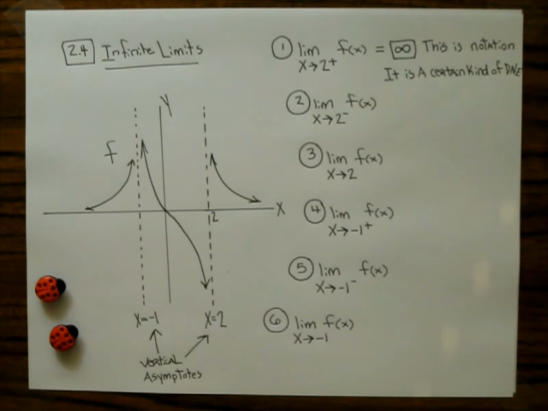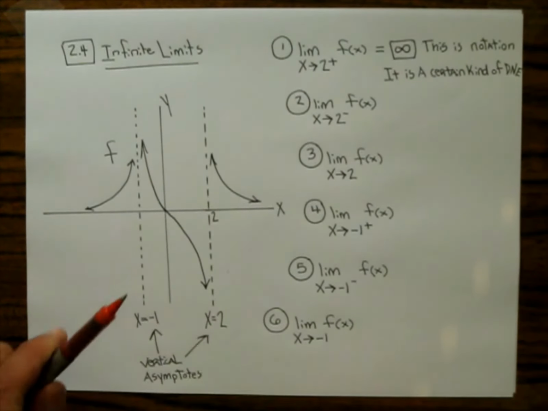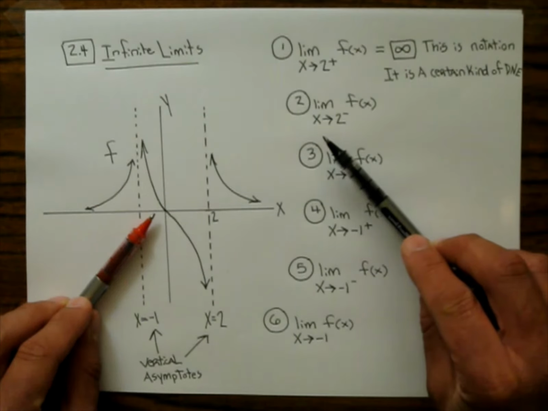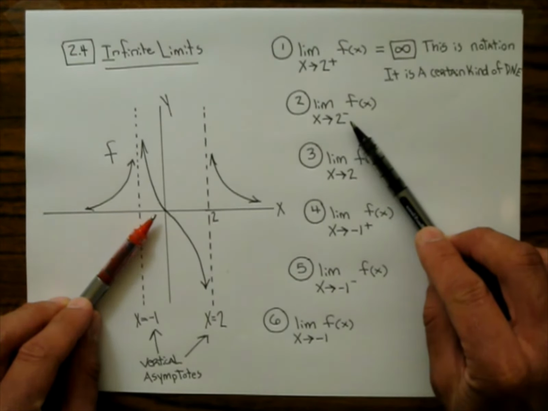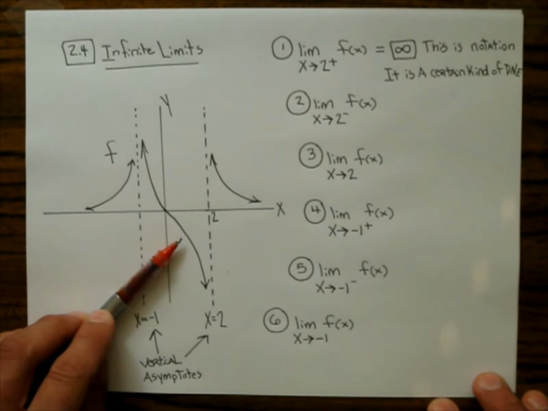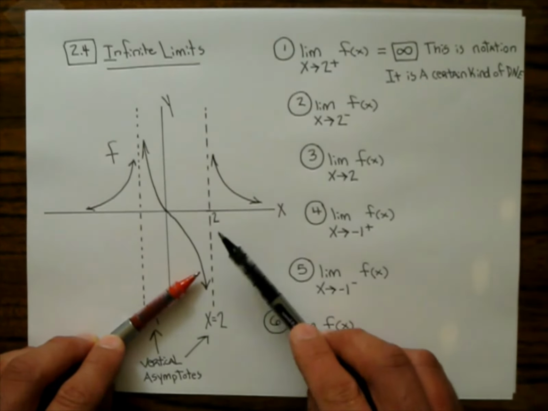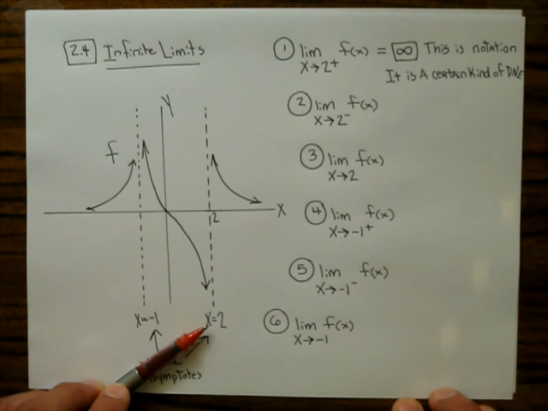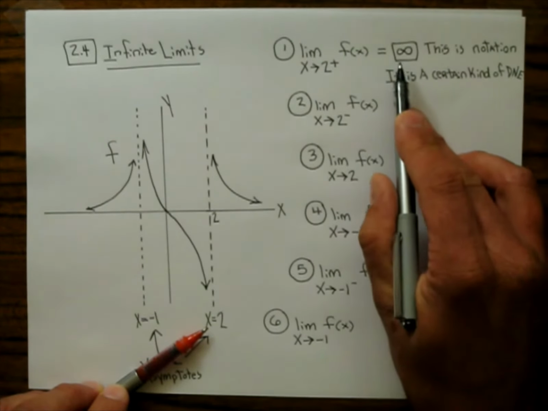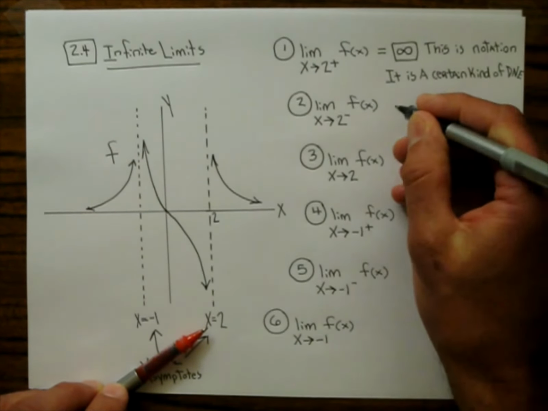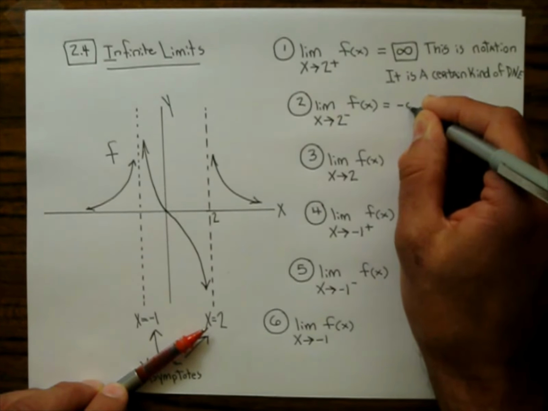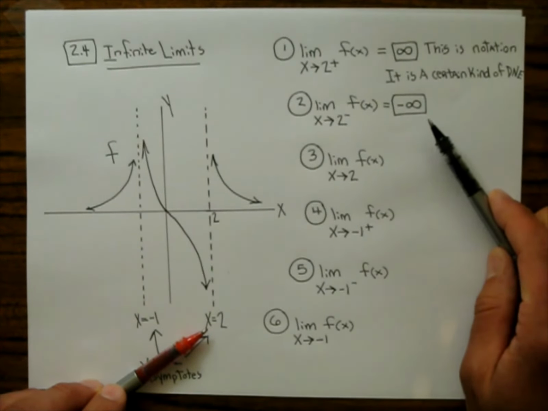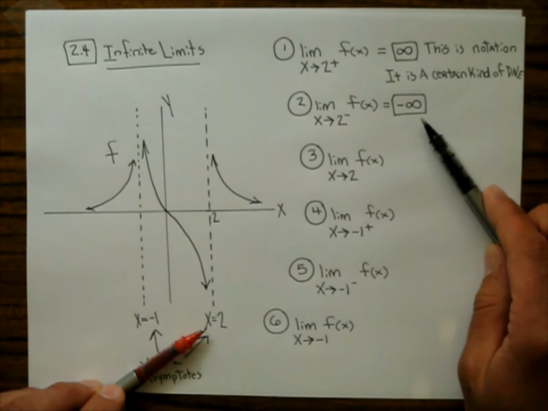That's why I have a whole bunch of examples. Now, let's move these guys out of the way. The bug is coming toward 2, limit of f as x approaches 2 from the left. So here's the bug here. He's approaching 2. Here's the x value of 2, and he's approaching it from the left on the graph. Where's his y value going to? Well, his y value is not going to infinity, but it's going to negative infinity. And that also is notation, and it's also a certain kind of DNE.